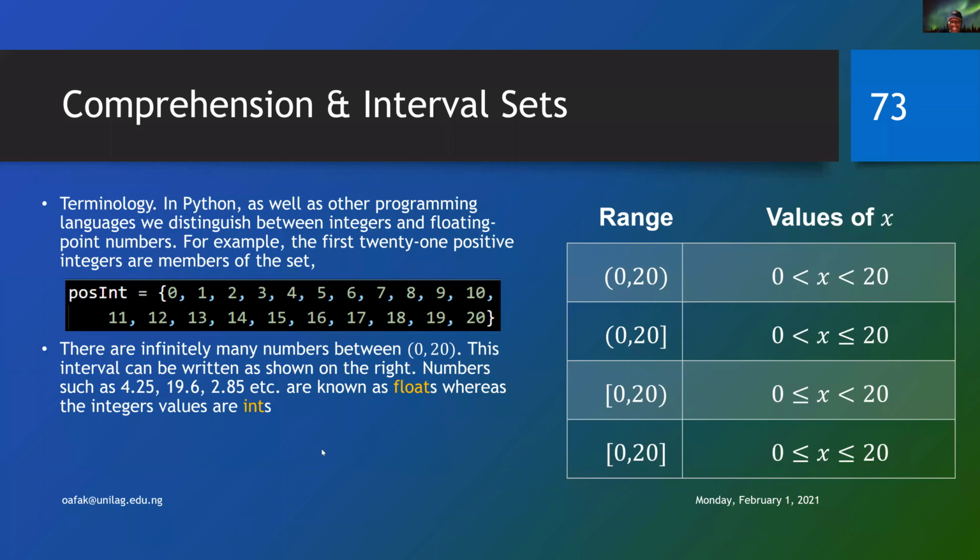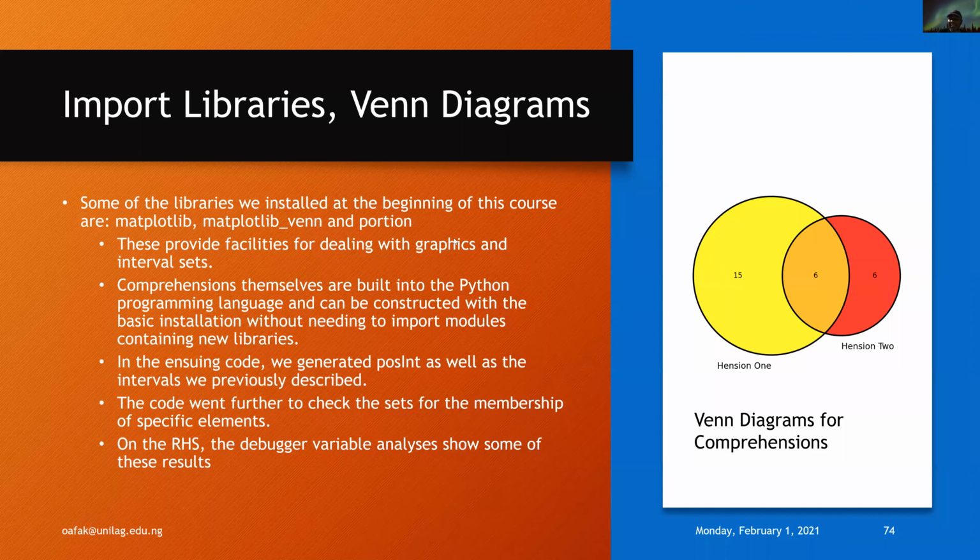On the right-hand side, the debugger variables analysis shows some of these results. So let us look at this code fragment here, which is a working code you can run. We import Portion as intvar, that is, the Portion library is imported, but inside this program we call it intvar. So when you say intvar, it means the Portion library. So that is the meaning of this construction.